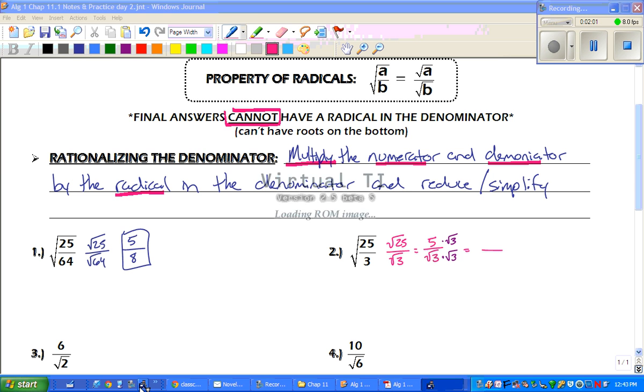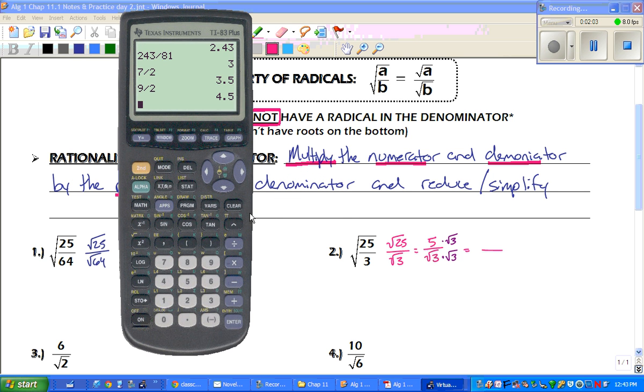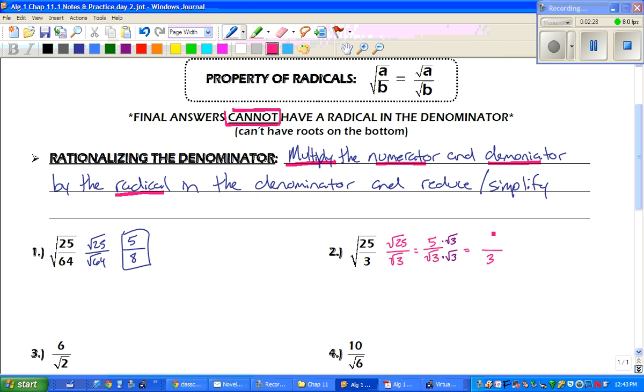If you want to get a calculator out so I can prove this to you, say we have the square root of 3 times the square root of 3. Your answer is 3. It doesn't cancel, and this happens with any number. If you're multiplying by the same, the answer is what's inside of the radical. So we're left with 3 on the bottom and 5 root 3. Can we reduce that? No. So that's your final answer, okay?